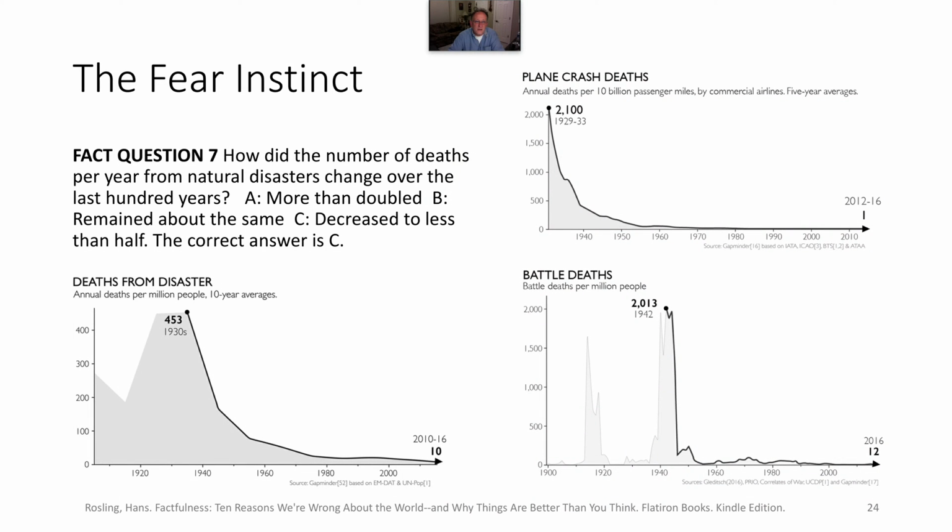The fear instinct is another big one that keeps us from seeing data accurately. Question number 7, how did the number of deaths per year from natural disasters change over the last 100 years? A, more than doubled, B, remained about the same, or the correct answer, C, decreased to less than half. Yes, despite what we think, in the vast majority of instances, deaths in disasters are no longer a problem significantly for people in today's world. Deaths from disasters, deaths from plane crashes, deaths from battles, they're all very, very low in comparison to the way they were 40, 50 years ago.